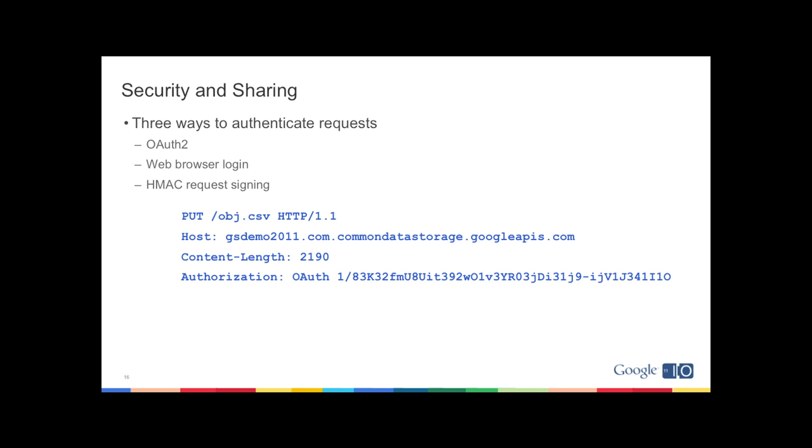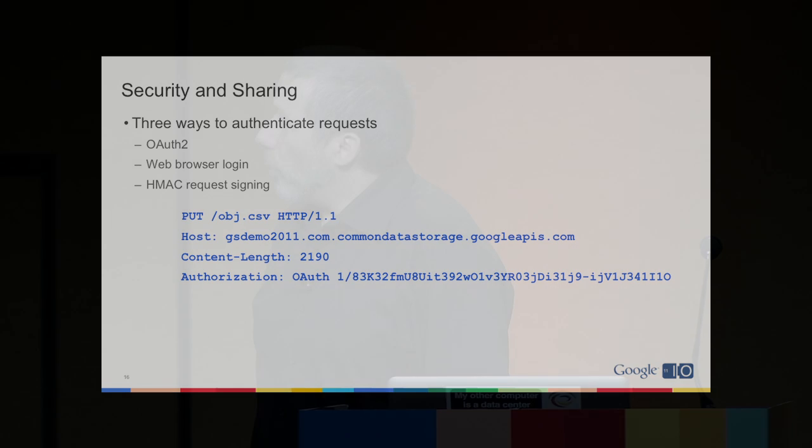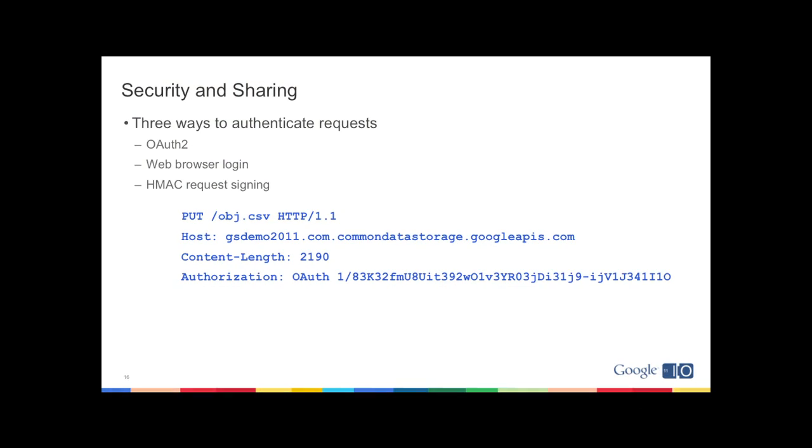So here's another example of a PUT request to upload an object to the cloud. And here I'm showing a complete authorization header using the OAuth2 standard. This particular credential is not valid. It's just in the right format, to illustrate what an OAuth2 credential looks like.